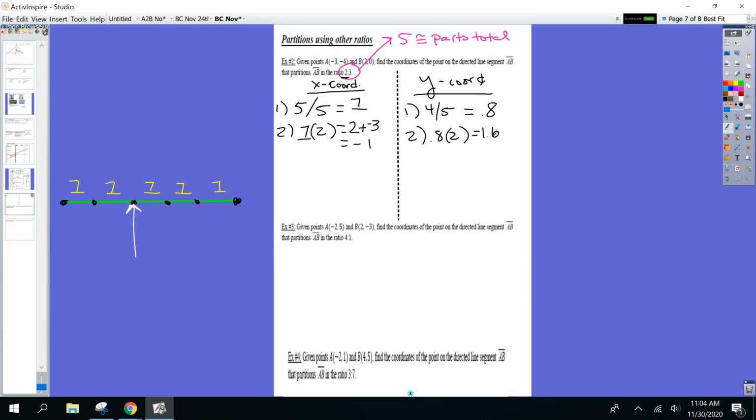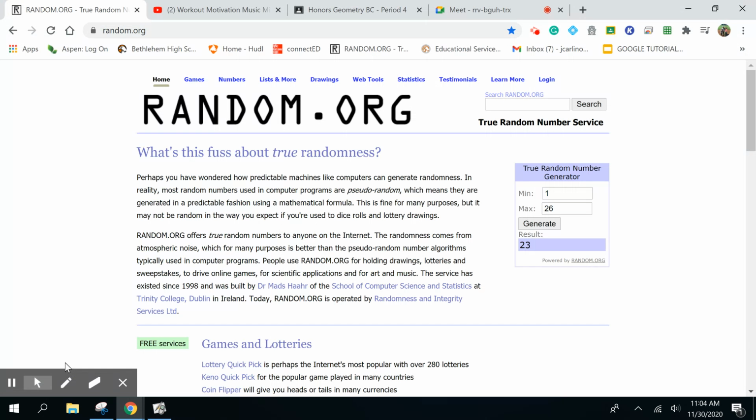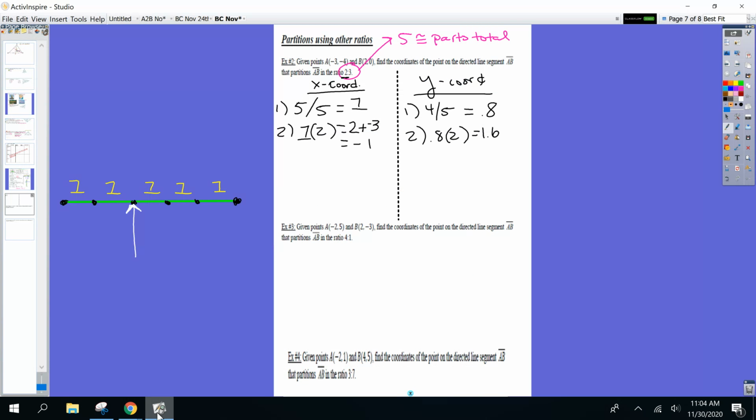So everyone knows I got to go 1.6 units from what starting y coordinate? Radhika, back to you. What y coordinate did I start at? -4. So 1.6 plus -4. So everyone from -4 go up 1.6 units. And you should find that your new y coordinate will be -2.4.